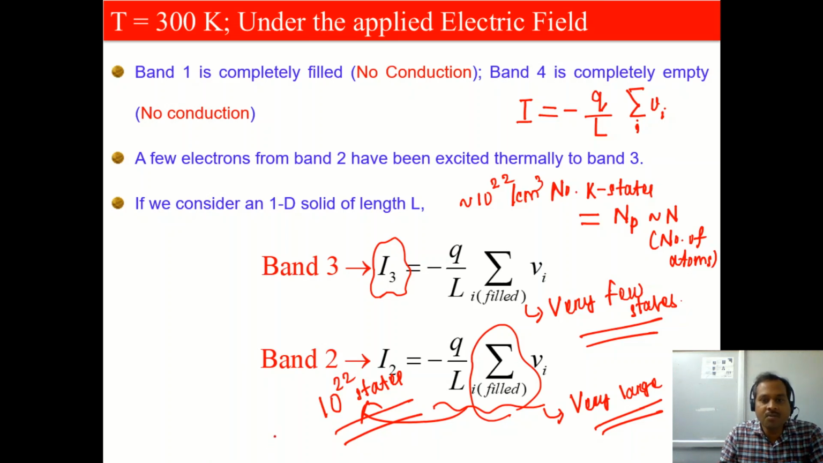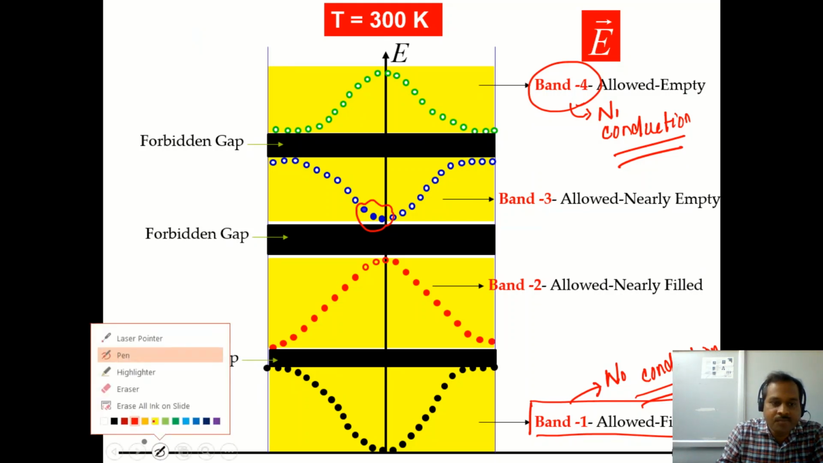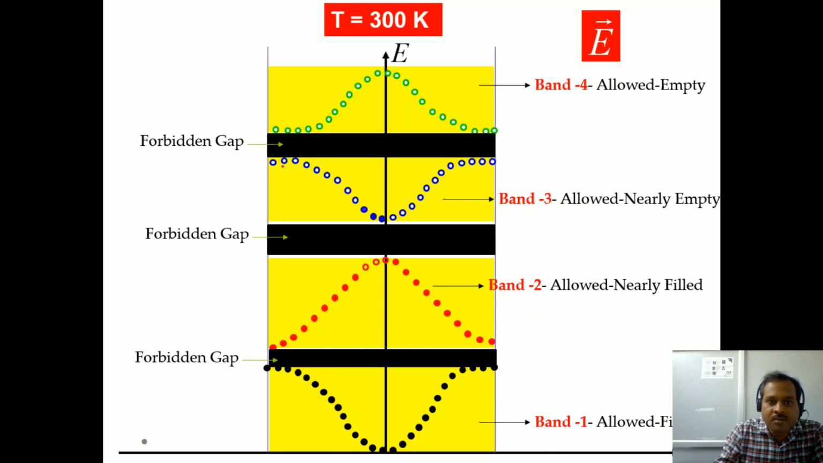So you have to find one alternative way to take into account this summation. For that, let us look at the symmetry of the band structure. If you look at the symmetry here, either this band or this band, we can see that it is symmetric around k equal to 0.